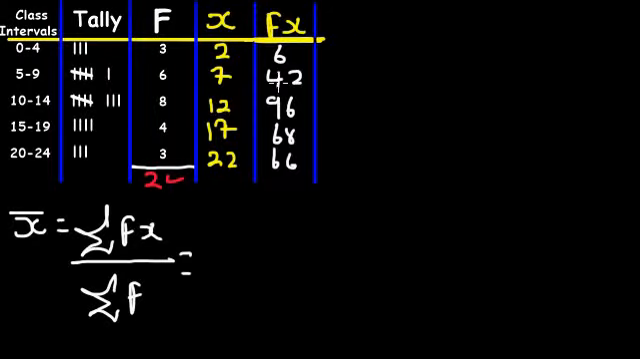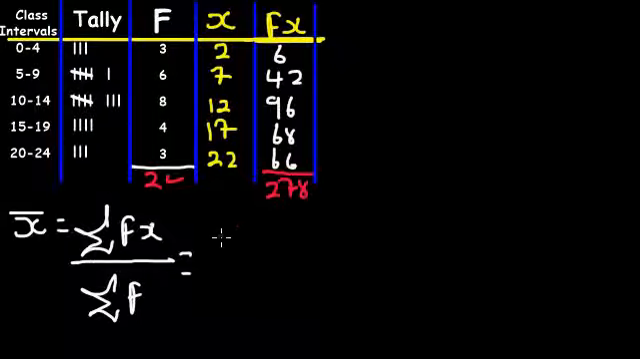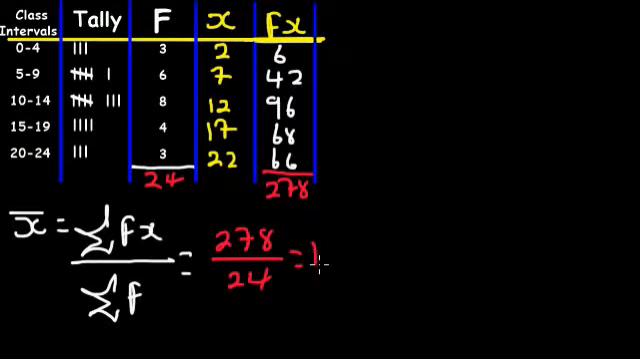Now the goal is to find the summation of fx. What would that be? To do that, I'm going to use my calculator. So 6 plus 42 plus 96 plus 68 plus 66. So I got 278. So eventually, the x bar results in 278 divided by 24. So I got 11.58 approximately. So this is x bar.